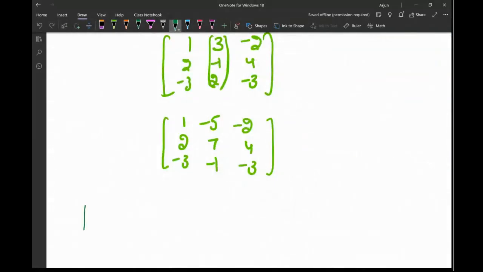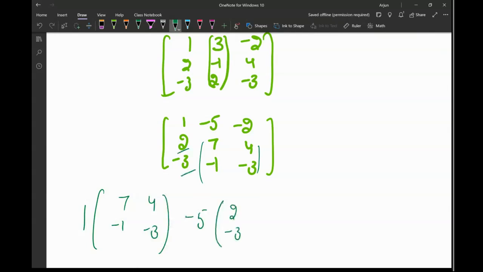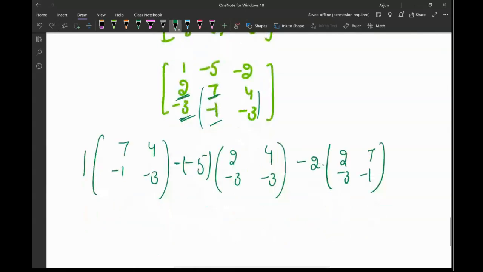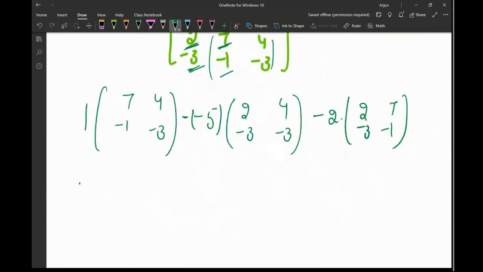So 1 times these 4. Now 7, -1, 4, and -3 here, and 5. And then I'll take 2, -3, 4, and -3 here, and then -2. Well, this will become minus and minus. And then here 2, -3, 7, and -1. That's how it's going to look. All right, so now simplify this.